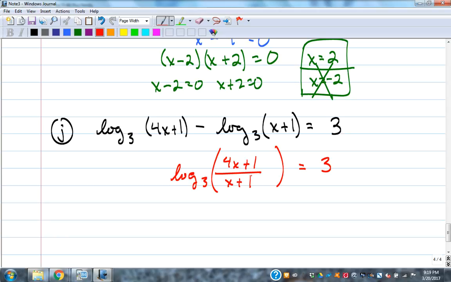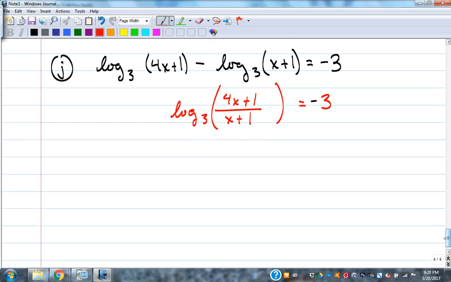That's supposed to be a negative 3 there, guys. Sorry. Make that a negative 3. Now what? I got a log on one side, no log on the other side. So I rewrite it as an exponential. So it's 4x plus 1 over x plus 1 is equal to what? 3 to the negative third.